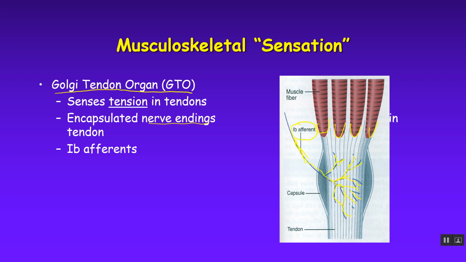Again, still very fast, just a little slower than the 1As. The 1Bs and 2s have similar speeds, about 90 meters per second, a little slower than the 120 meters per second on the 1A, but they're still pretty darn fast. But they're sensing tension in the tendon.